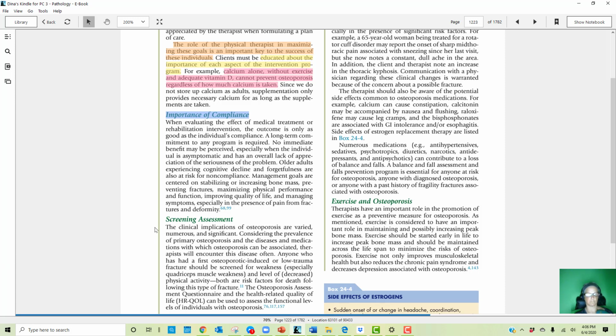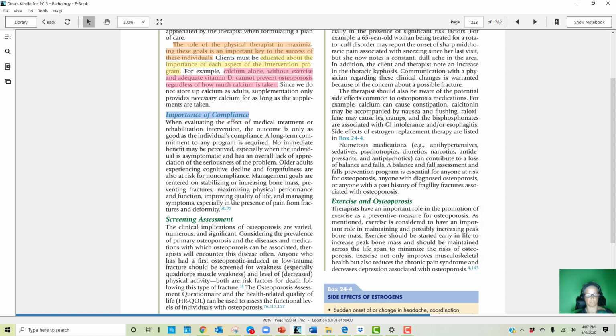No immediate benefit may be perceived, especially when the individual is asymptomatic and has an overall lack of appreciation of the seriousness of the problem. Older adults experiencing cognitive decline and forgetfulness are also at risk for non-compliance. Management goals are centered on stabilizing or increasing bone mass, preventing fractures, maximizing physical performance and function, improving quality of life, and managing symptoms, especially in the presence of pain from fractures and deformity.